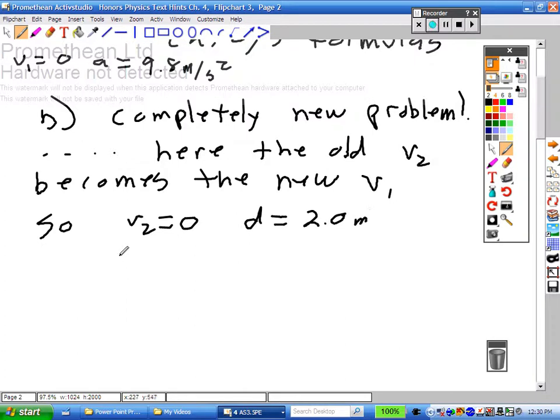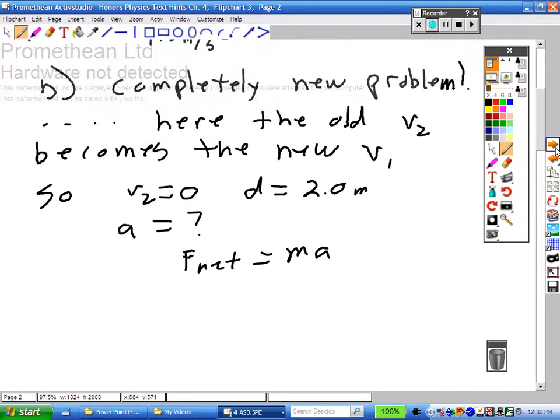Here again, we're going to find the acceleration, A equals question mark, by the chapter 2 and 3 formulas. And then after that, you can simply use net force equals ma to find the net force, and that should be successful for you.